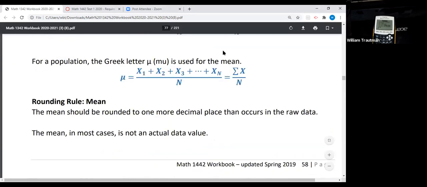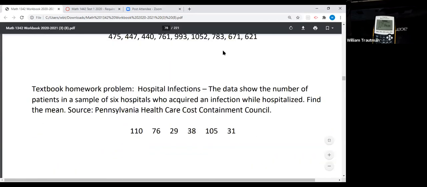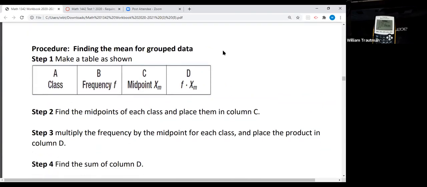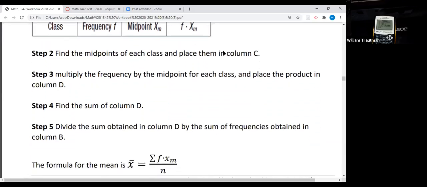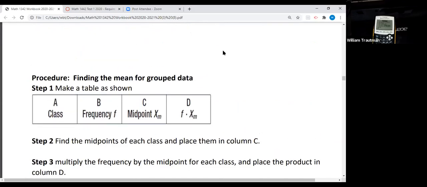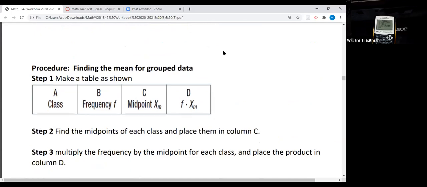All right. So finding the mean, the average, with group data now. This is when you're going to have more than one list, group data. Here are the steps. Make a table as shown: class, frequency, midpoint. It's going to show you all the work, but we're going to have the calculator do all the work for us. Find the midpoint.